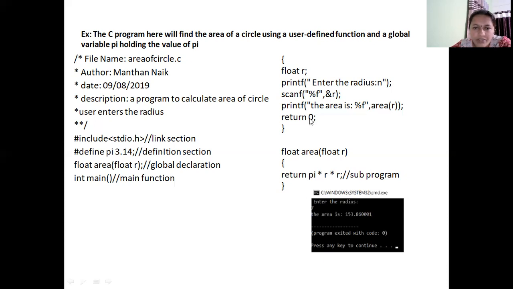So then we have the return 0 statement which ends the main function. So this is how the structure of a C program can be analyzed using this particular example program.